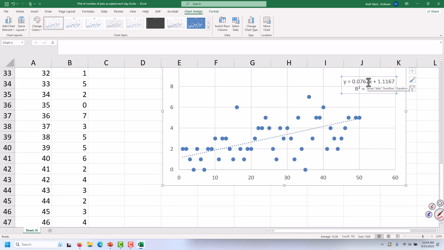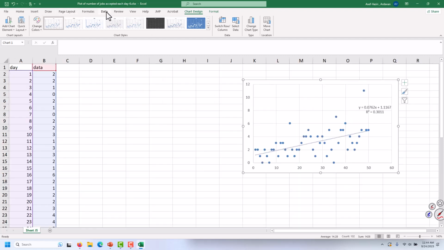Here is our slope, the slope of the line, and here is the intercept. And here is R square. It shows if this line is a good fit to this data. R square is between 0 and 1. If it is close to 1, it's very good. Close to 0, not good. This was the easiest way.